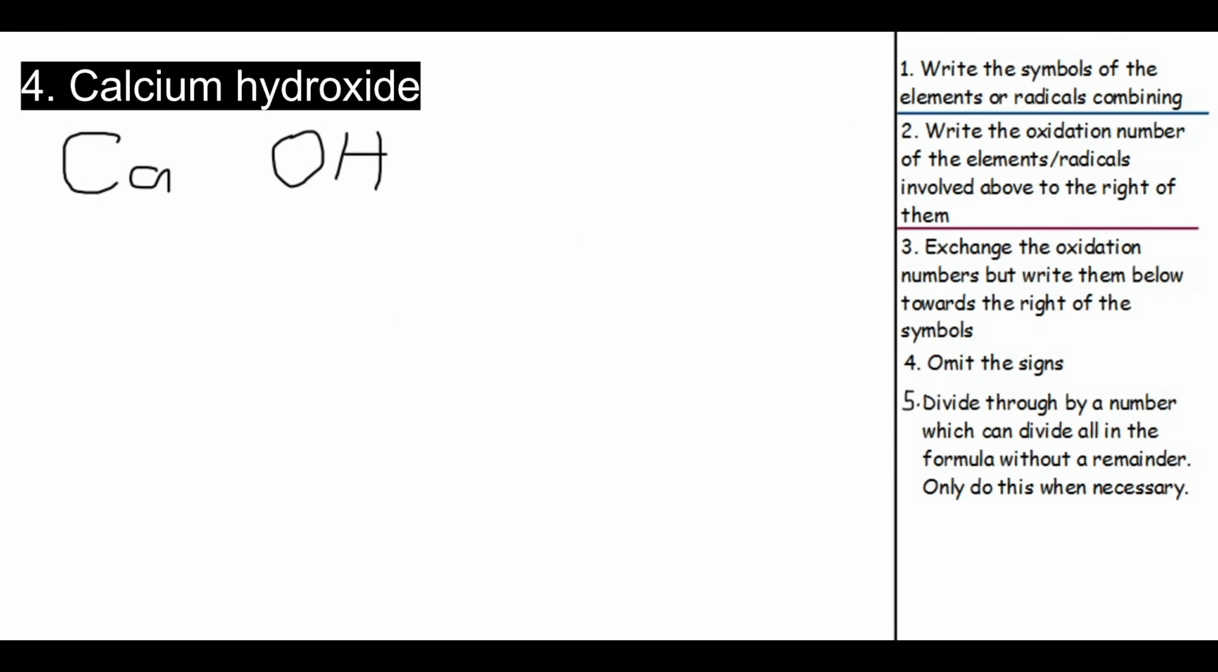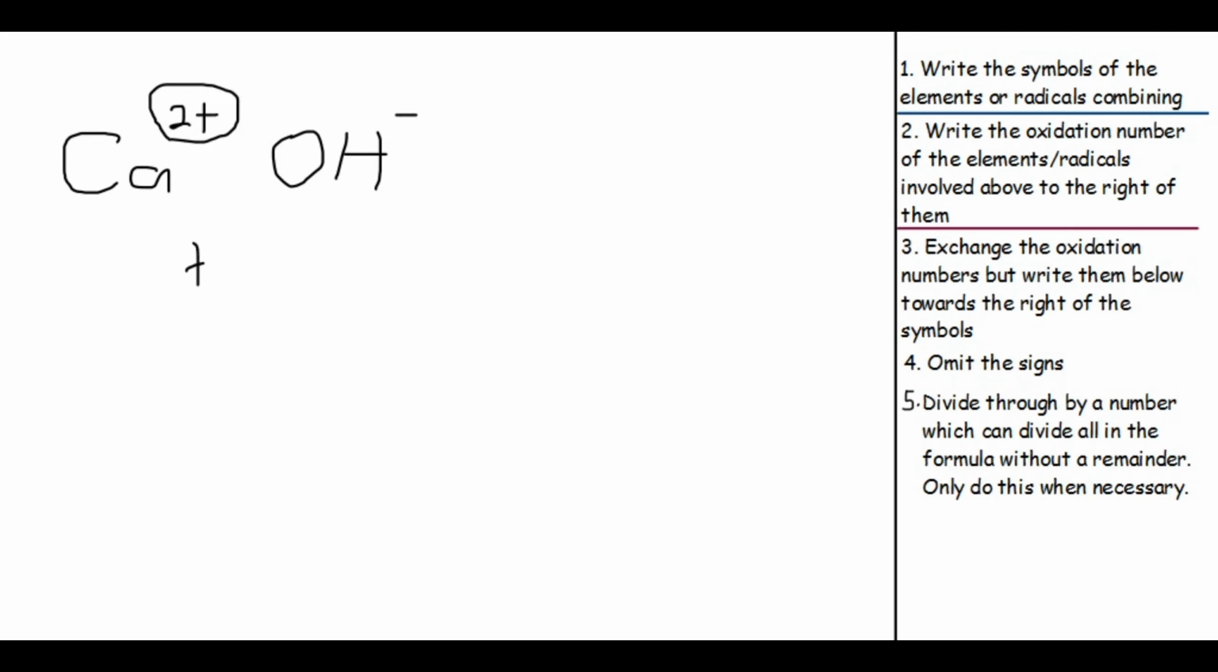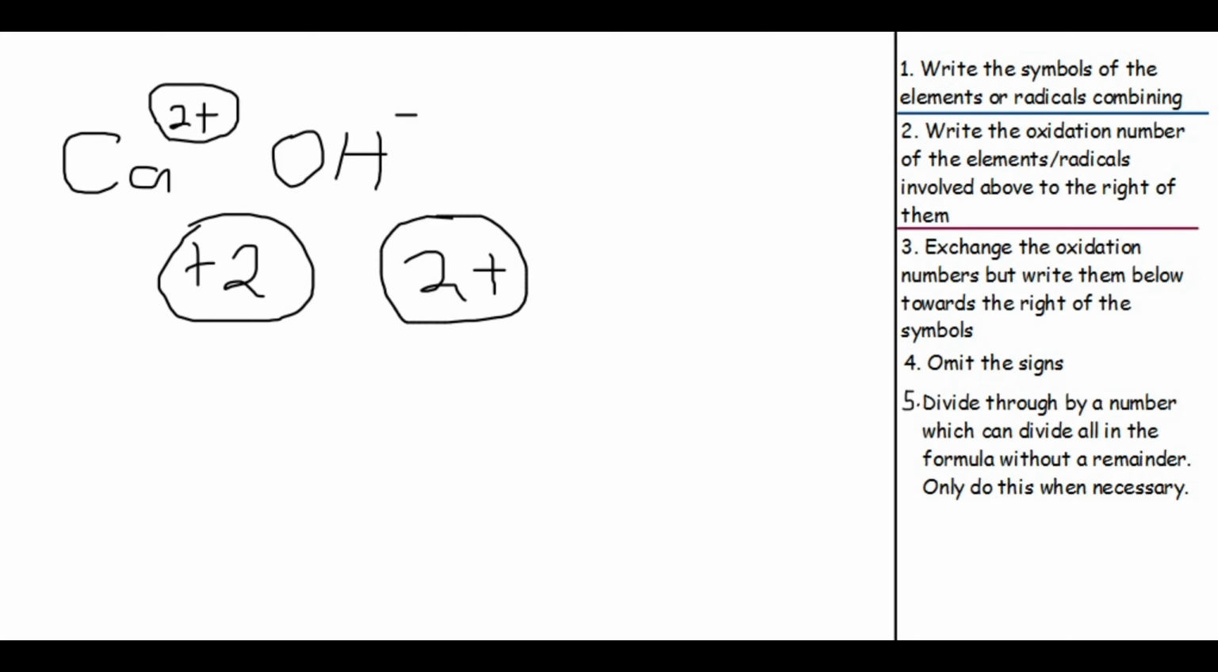And back here, if we follow the steps, we are going to have to write the oxidation numbers. Now I want you to take note. In the table I gave you, I wrote +2, and here we are having 2 plus. The reason is that oxidation numbers and ionic charges are two different things, although they are very similar.